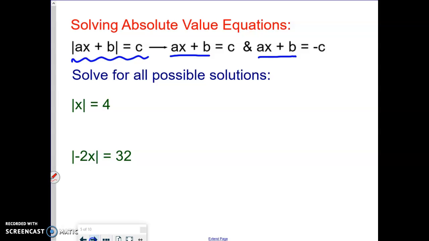So let's take a look at a really basic example. The algebraic expression inside my absolute value here is just x. So I say the absolute value of x is equal to 4. What could x equal? 4 and negative 4. x could equal 4, and x could equal negative 4. Those are the 2 things that would make this true. And if you look at that general format, that's what we did. We took what was inside the absolute value and made it equal to c. Then we took what's inside the absolute value and made it equal to negative c.